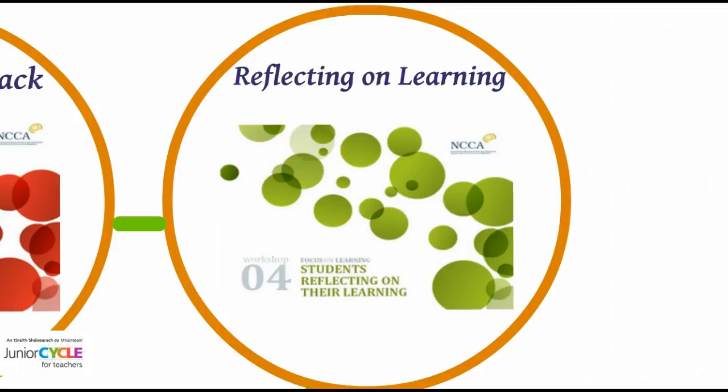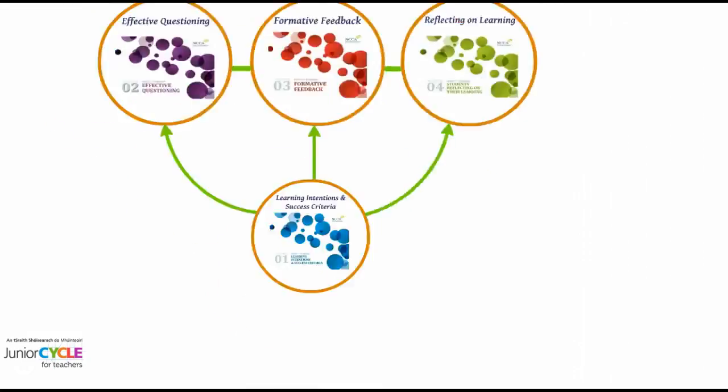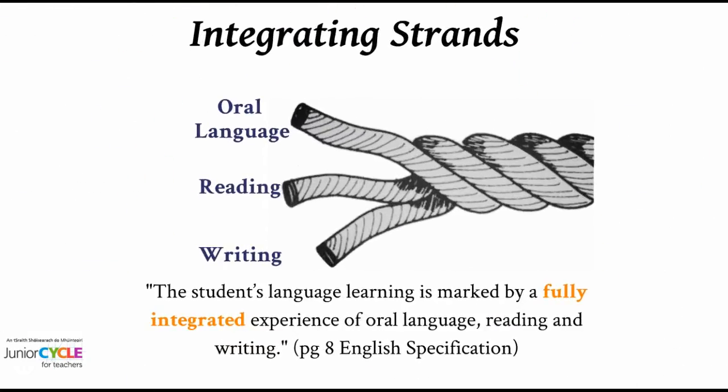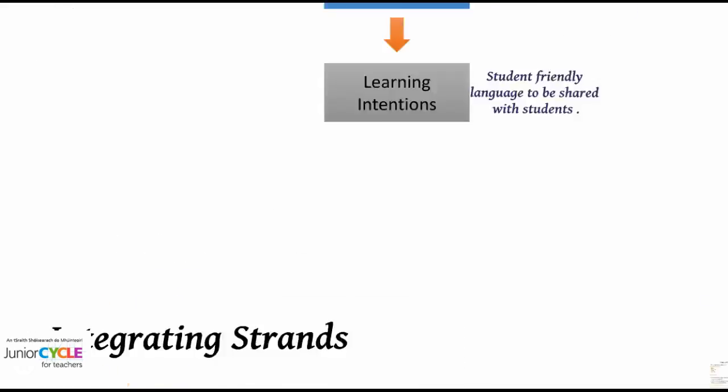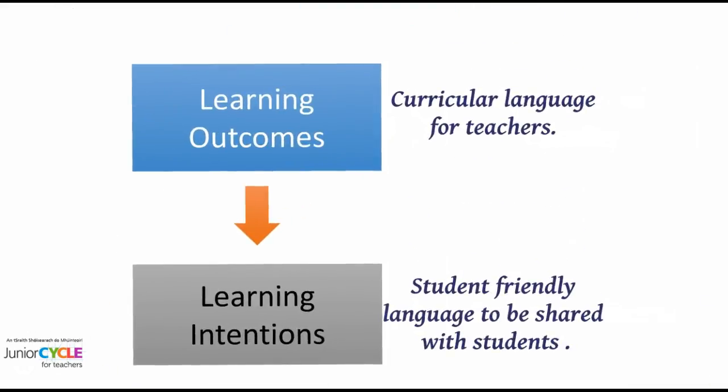When thinking about learning intentions, the first thing we should consider is the relationship between learning intentions and the 39 learning outcomes in the English subject specification. In Junior Cycle English, the student's language learning is marked by a fully integrated experience of the 3 strands of oral language, reading and writing. The strands are further developed into 13 learning outcomes each. The learning outcomes can be found in the English subject specification on curriculumonline.ie.